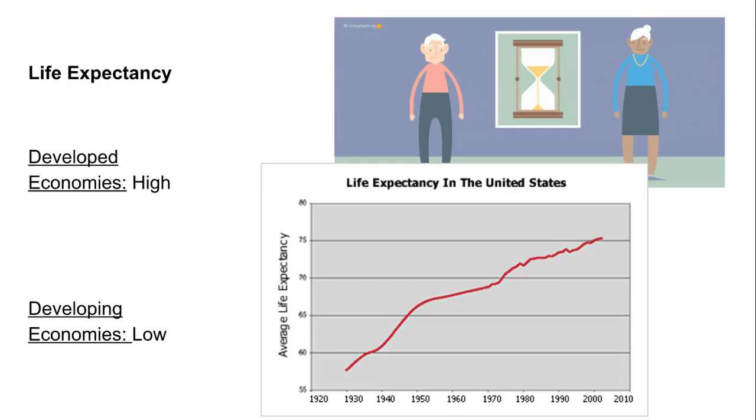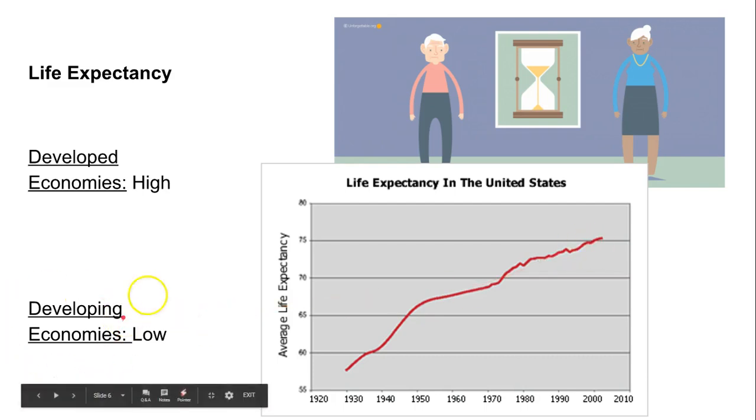Second is life expectancy. In developed economies, because they have access to healthcare, because there is more money available to people, and more infrastructure in hospitals and things like that, their life expectancy is going to be very high. In the United States, we talked about this before, life expectancy for a male is about 76, and for a female is about 79. So that's very high compared to some other countries. Developing economies, their life expectancy is going to be very low.